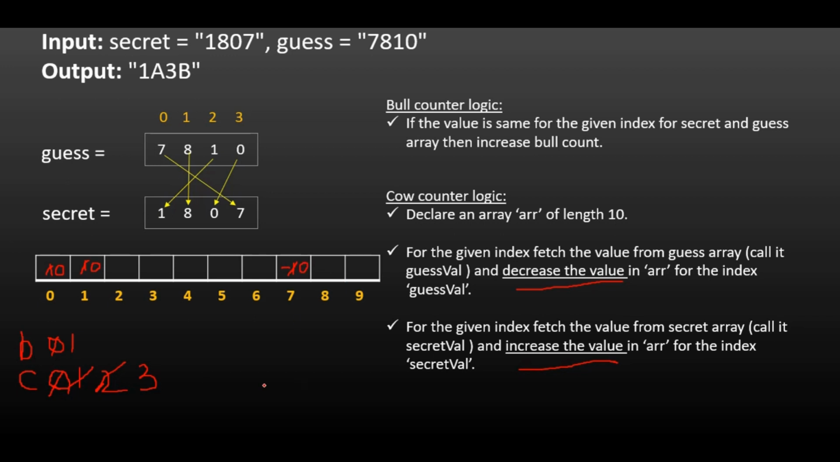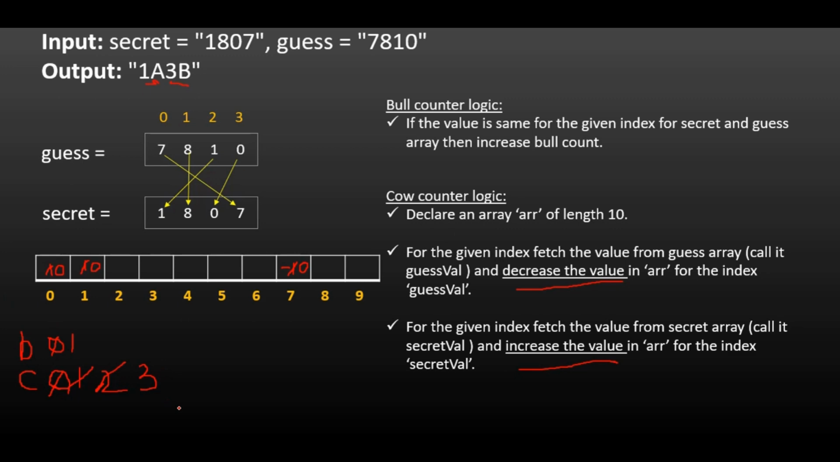Okay. So at the end my bulls counter is 1 and my cow counter is 3, and that is what we are checking here, right. Bull is A, so this is 1 and cow counter is this 3, right. So we get that and we can return the string with appending A and B to that value, right.